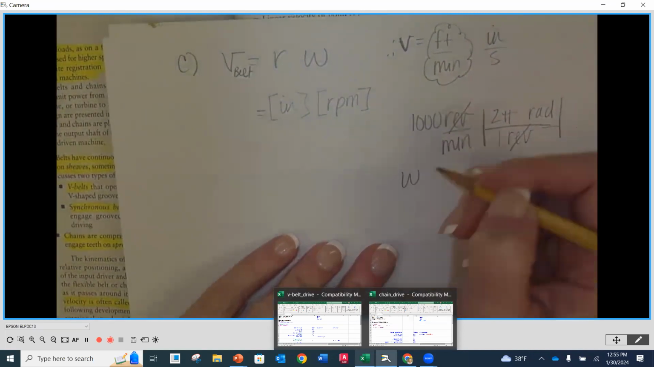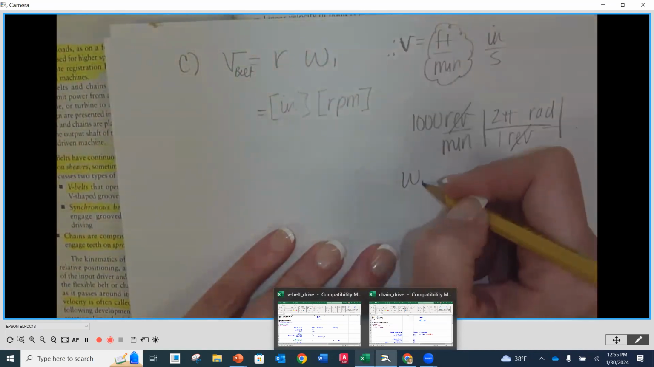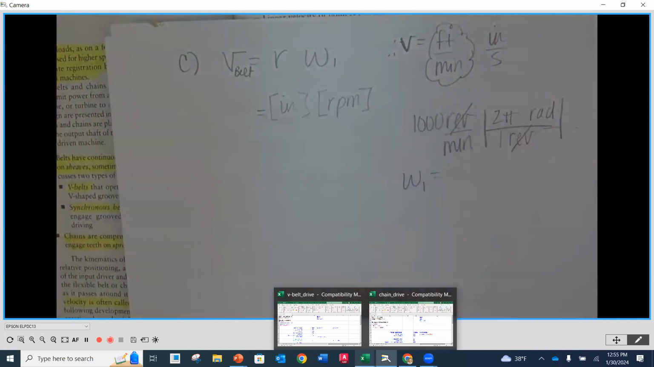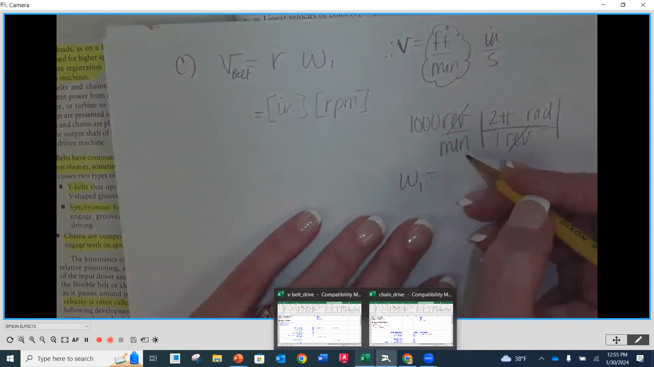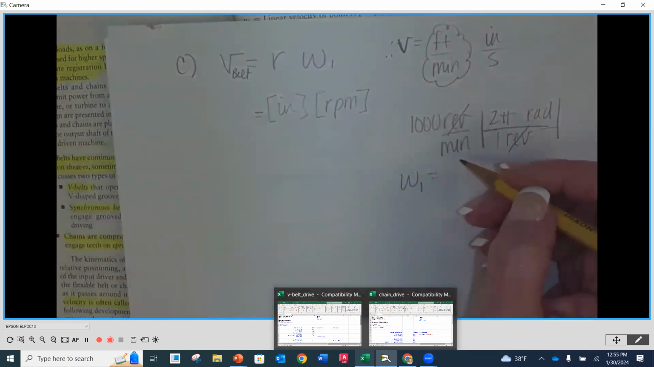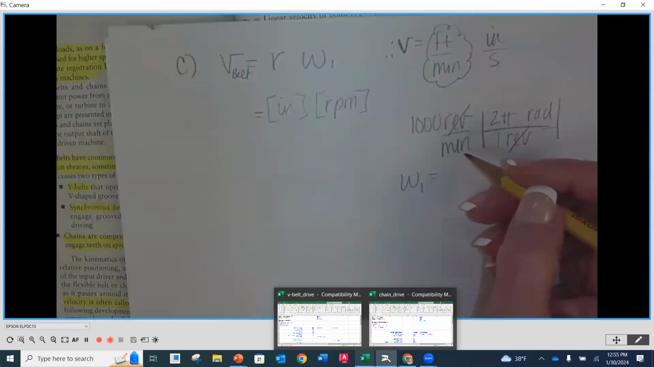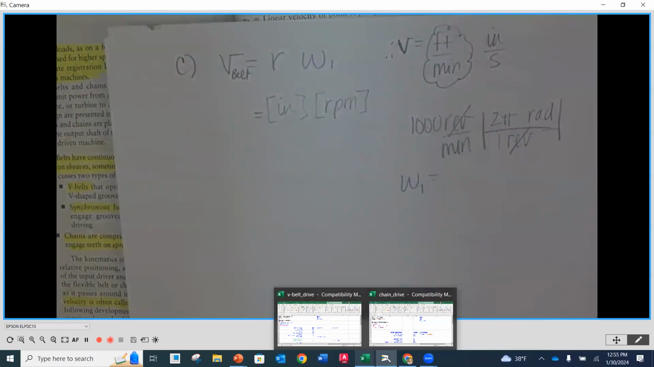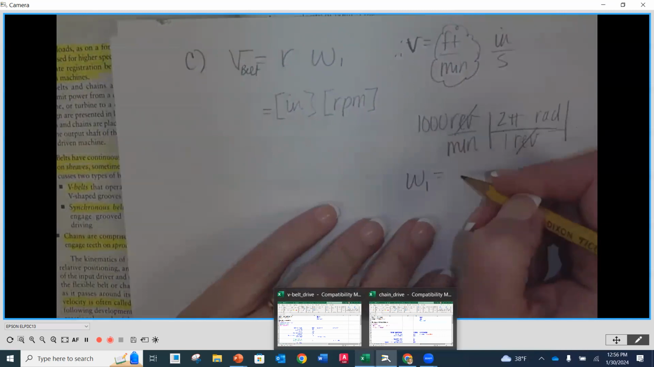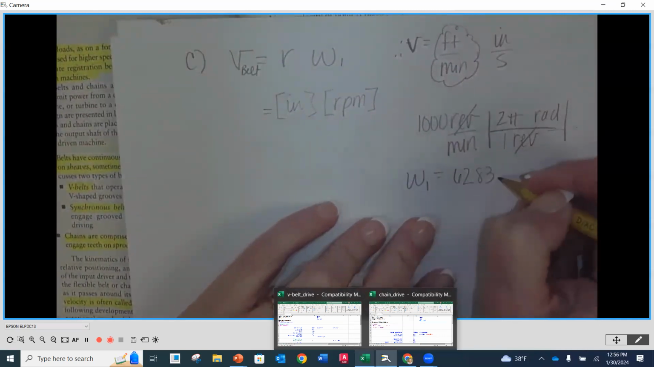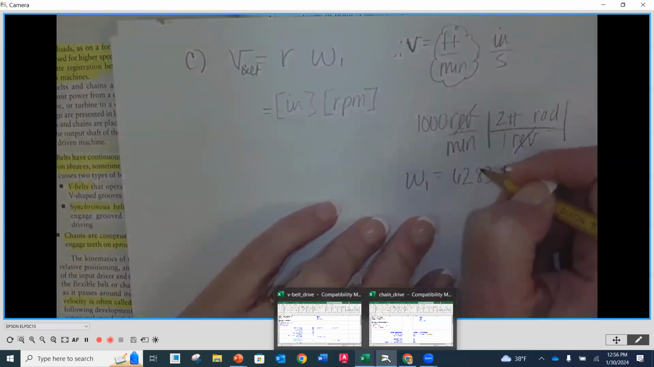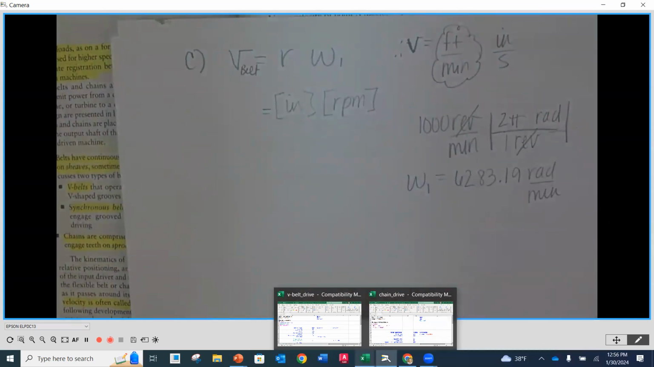So my W, this is W1, it's going to be equal to 1,000 times 2 times pi divided by 1. What's my number? What do you get? No, it's not 2,000 pi. What's my number? 6,283. Yeah, you could do that. And then in the very end.